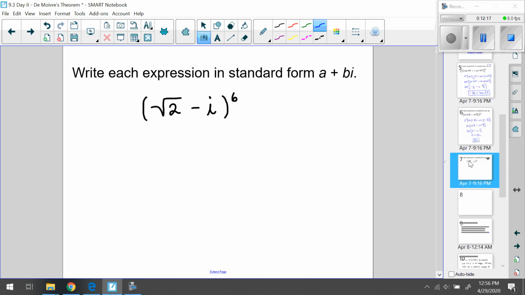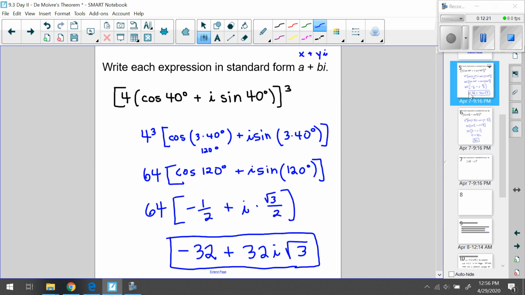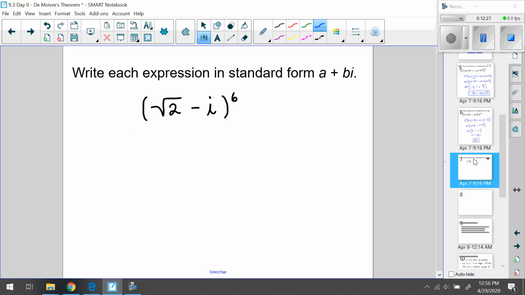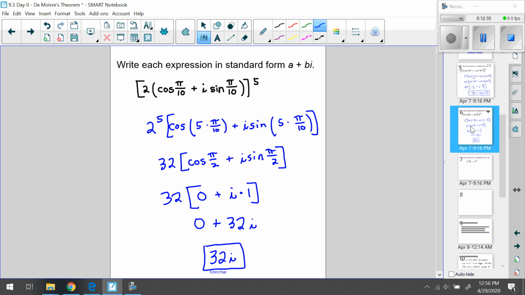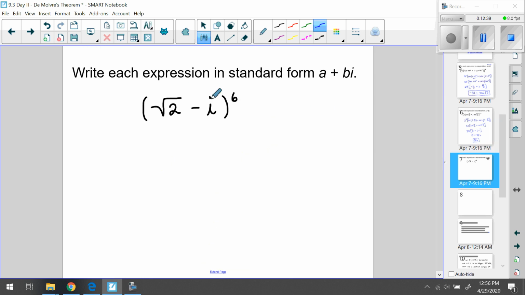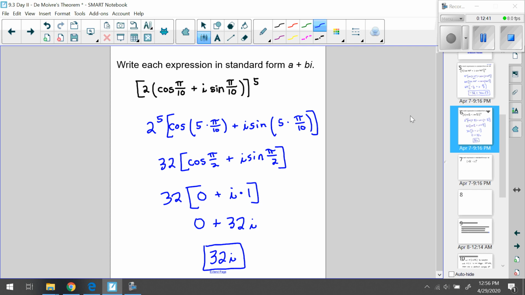So the next problem you'll notice looks a little bit different. You'll start your homework and get going and find this to be relatively easy. You'll be swimming along nicely, and then all of a sudden you're going to hit a problem like this and say, wait a minute, the directions are the same. It says write each expression in standard form, a plus bi. But this problem looks a little bit different than this one. Notice this one has sine and cosine in it. This one does not. And so the difference is this problem here is already in polar form.